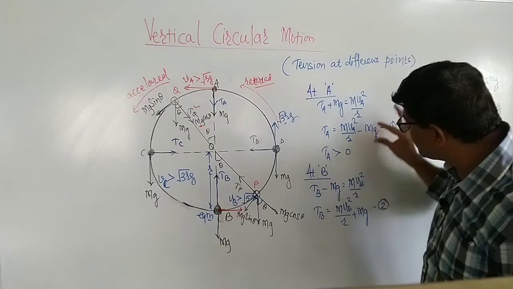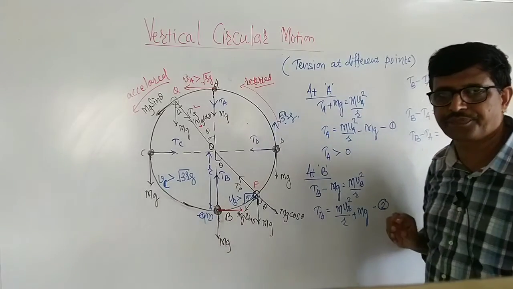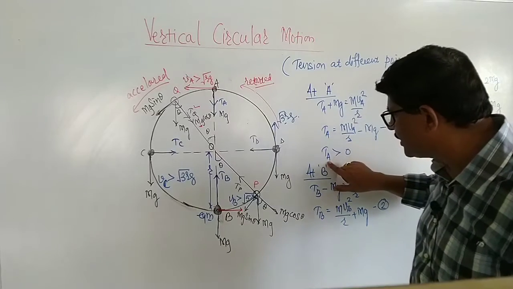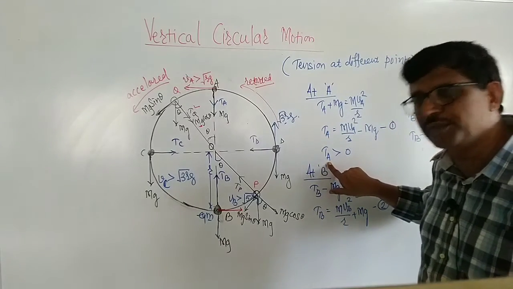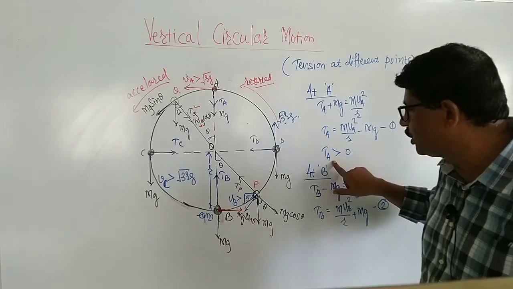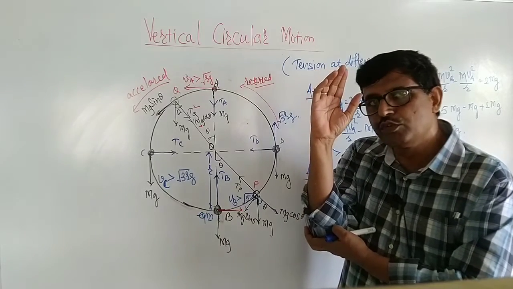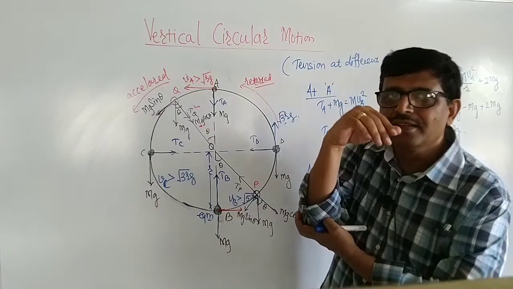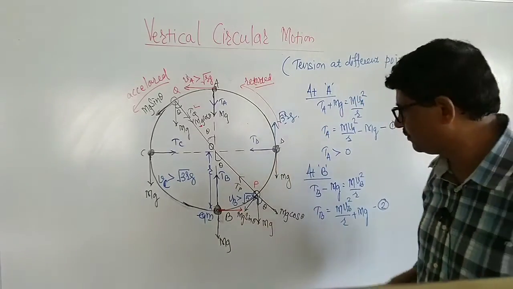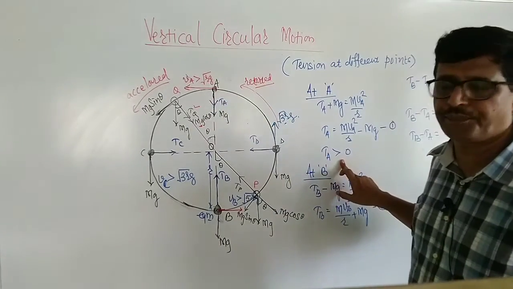This TA is the minimum one because here is the factor minus mg. Subtraction of mg makes the tension minimum. But it should not be so minimum that it becomes 0 or less than 0. If it is 0 or less than 0, the string will not become taut, it will become loose and slack, and the body will come back and will not continue to revolve at all. Therefore, tension at the top should be greater than 0.